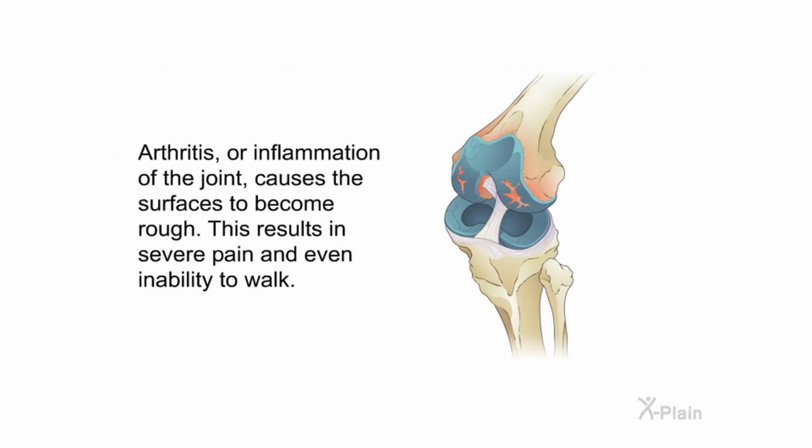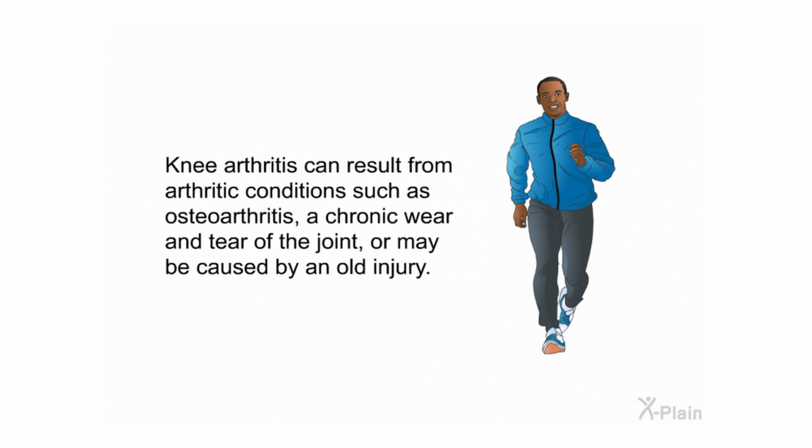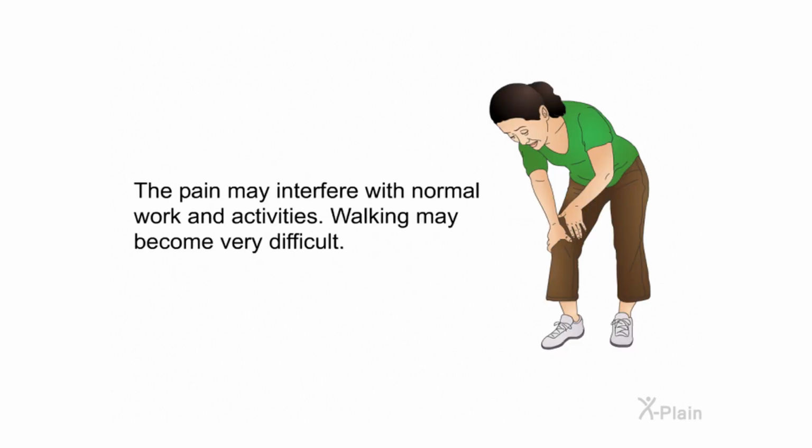Symptoms and their causes. Arthritis or inflammation of the joint causes the surfaces to become rough. This results in severe pain and even inability to walk. Knee arthritis can result from arthritic conditions such as osteoarthritis, a chronic wear and tear of the joint, or may be caused by an old injury. The pain may interfere with normal work and activities. Walking may become very difficult.